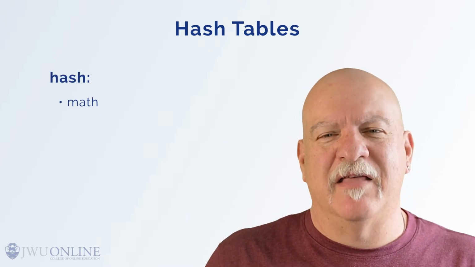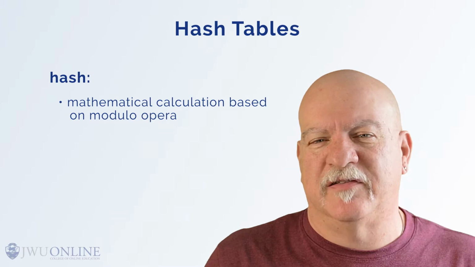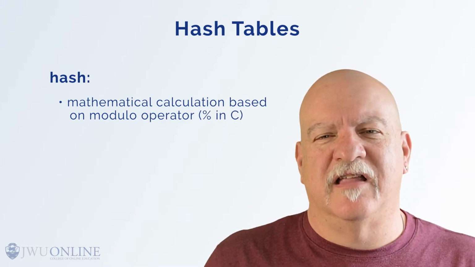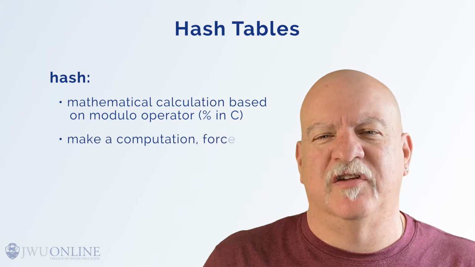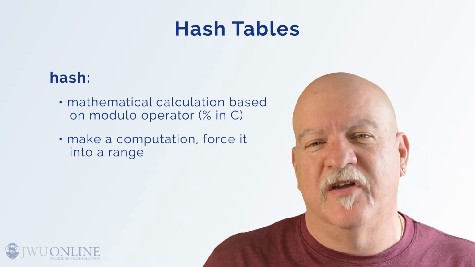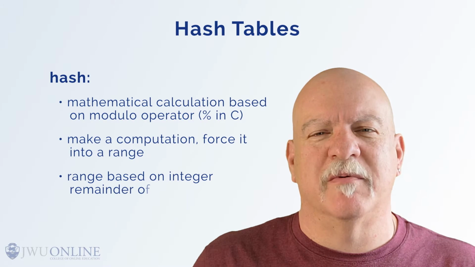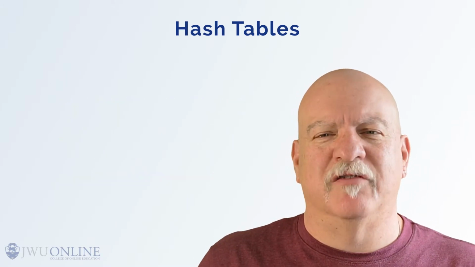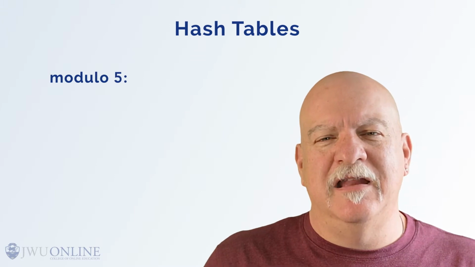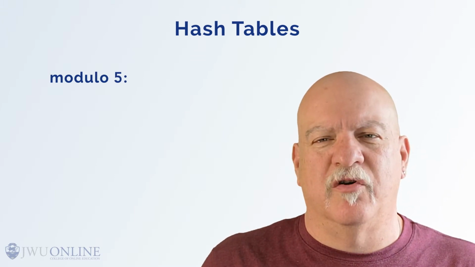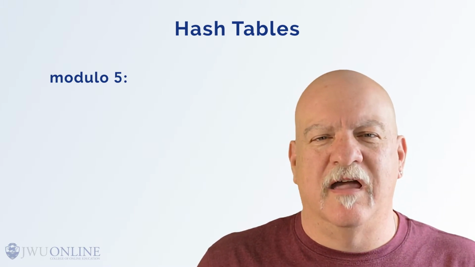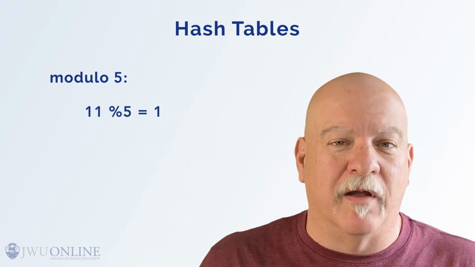A hash is a mathematical calculation that is based on the modulo operator, the percent sign in C, that allows for us to make a computation and then force it into a range by returning the integer remainder of a division. For example, if I use a modulo of 5, any number that I use will return something in the range of 0 through 4. So 11 mod 5 returns 1.